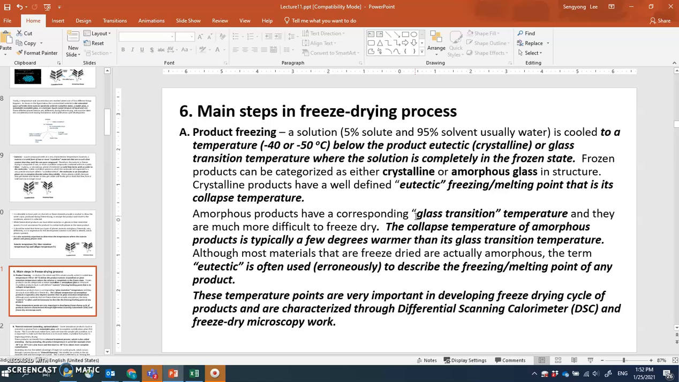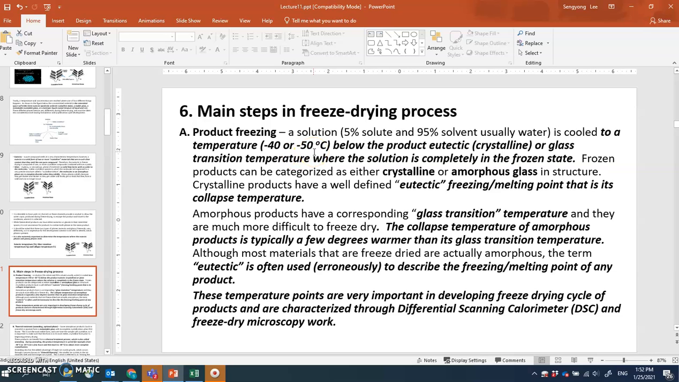So, number one step, okay, after placing your drug inside of a freeze dryer, the first treatment will be product freezing. Okay, you have to freeze, of course, the liquid water so it is crystallized, right? So 5% solute and 95% solvent. Normally, that's how your injectable drug exists. A lot of water. Okay? So you're going to cool the temperature to a temperature below the eutectic point and the glass transition temperature. So everything will be solid, frozen. Okay, frozen solid. So it's about -40 or -50 degrees Celsius.